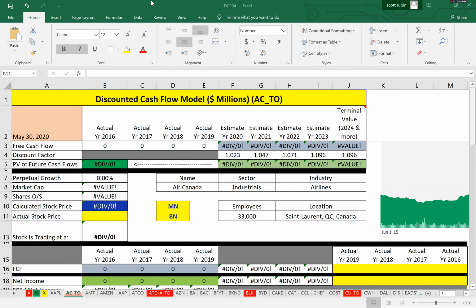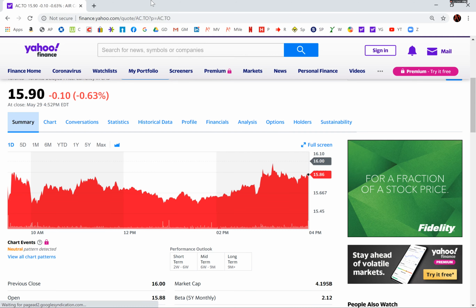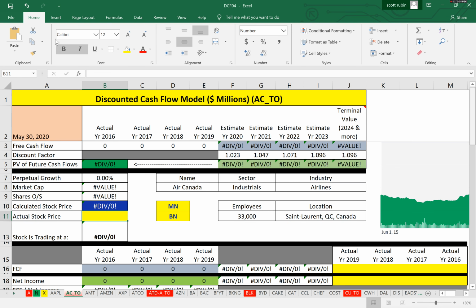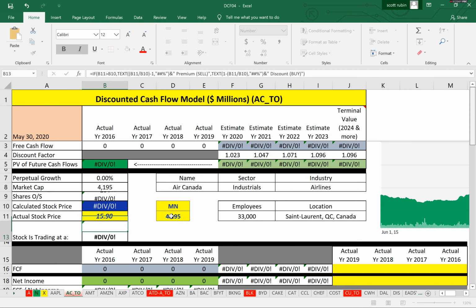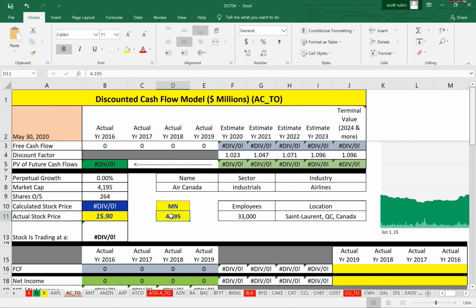We're going to calculate the stock price for Air Canada. The first step is we need the market cap, 4.195 billion. Then a stock price of $15.90. So now we know how many shares outstanding. We just take the market cap divided by the stock price. We get 264 million shares outstanding.